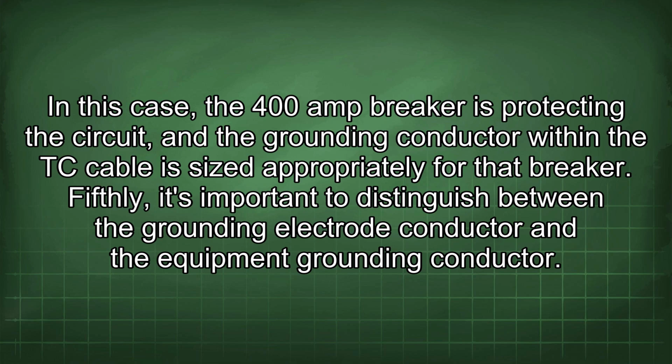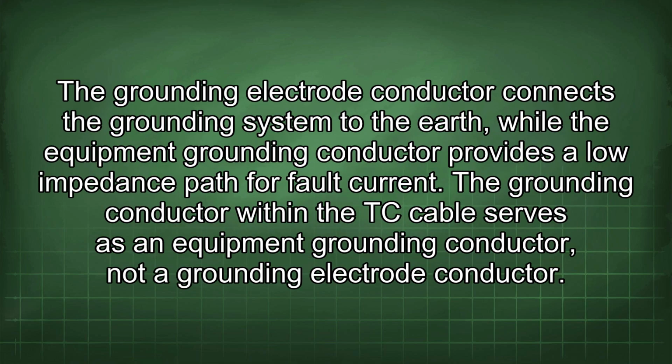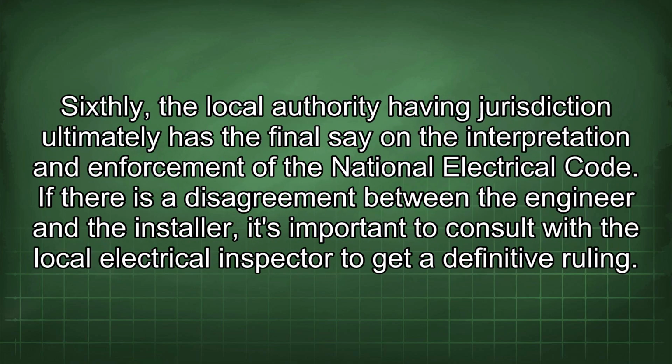Fifthly, it's important to distinguish between the grounding electrode conductor and the equipment grounding conductor. The grounding electrode conductor connects the grounding system to the earth, while the equipment grounding conductor provides a low impedance path for fault current. The grounding conductor within the TC cable serves as an equipment grounding conductor, not a grounding electrode conductor. Sixthly, the local authority having jurisdiction ultimately has the final say on the interpretation and enforcement of the National Electrical Code. If there is a disagreement between the engineer and the installer, it's important to consult with the local electrical inspector to get a definitive ruling.